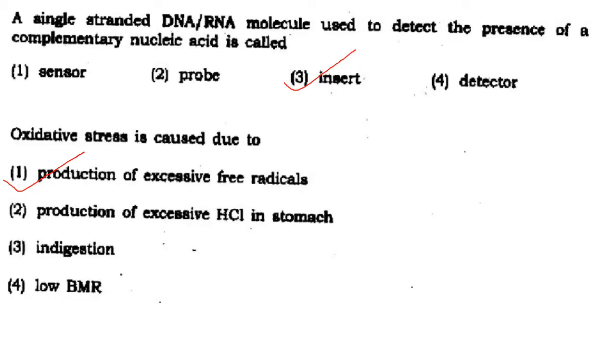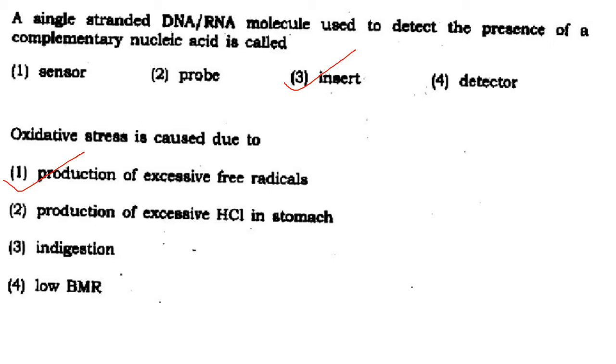Next one. A single-stranded DNA or RNA molecule used to detect the presence of a complementary nucleic acid is called option 1 sensor, 2 probe, 3 insert, 4 detector. Answer: option 2, probe.